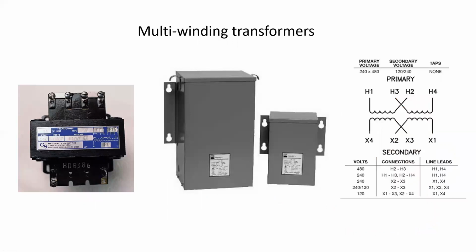Let's transition now and talk about some multi-winding transformers. We have a few different examples on the front here. It's a control transformer. You can see from its little nameplate that we have 2 windings on the primary and 1 secondary winding. And then this is called a buck boost transformer, and it has 2 primary windings and 2 secondary windings.